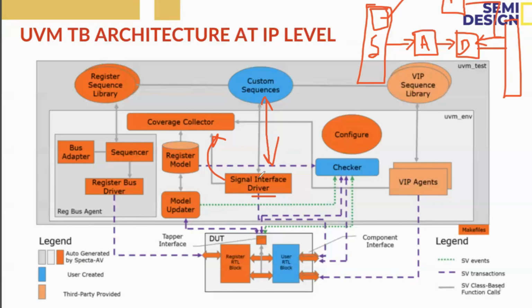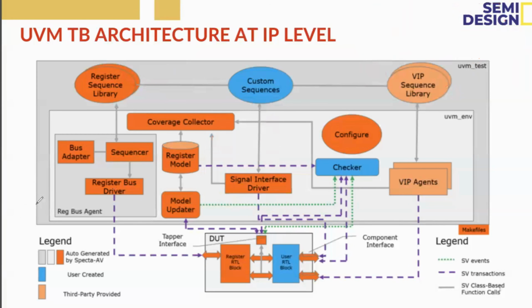But here the signal interface is getting some custom sequences from the VIP sequence library, because in UVM we have the sequence library, right? And also it is getting the data from the register sequence library, so that it is sent to the driver and going to the collector, like the coverage collector.